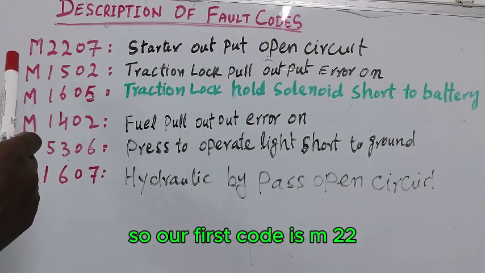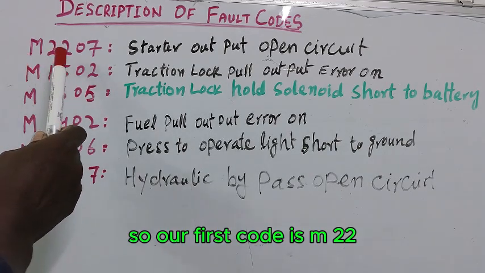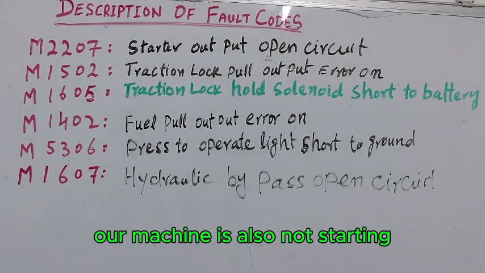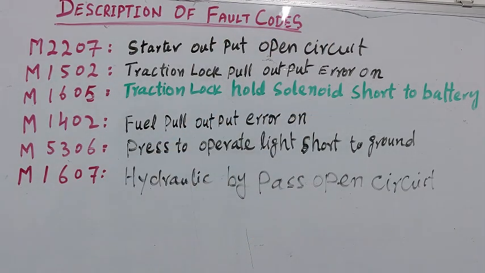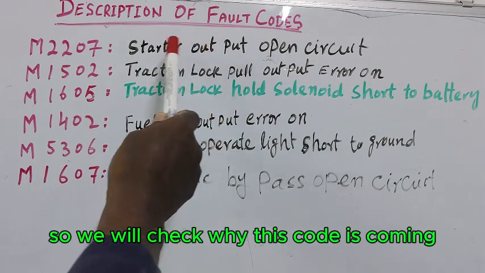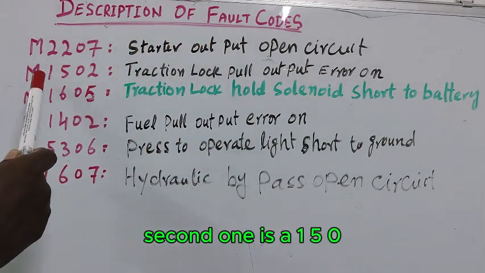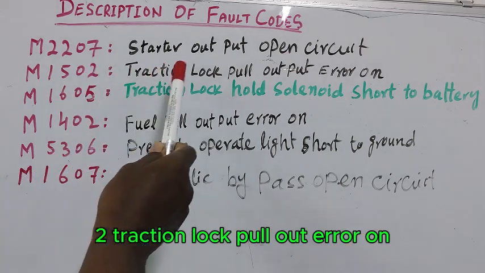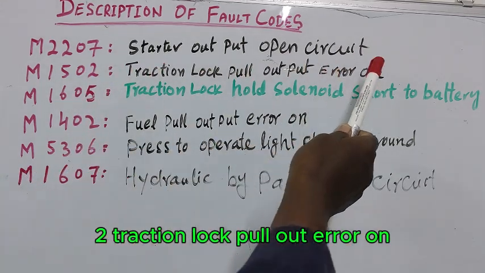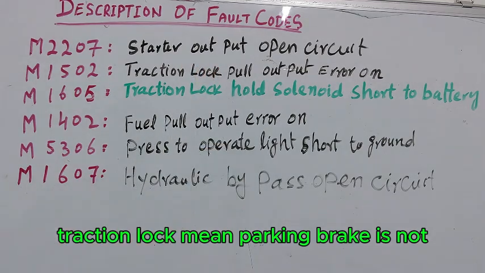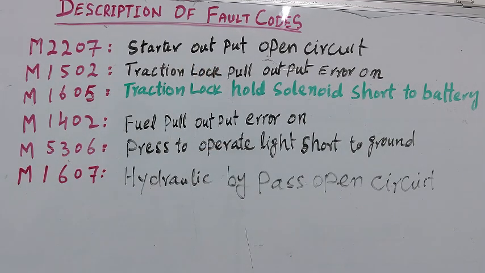So our first code is M2207, starter output open circuit. Our machine is also not starting, so this code is coming. So we will check why this code is coming. Second one is M1502, traction lock pull out error on. Traction lock means the parking brake is not releasing.